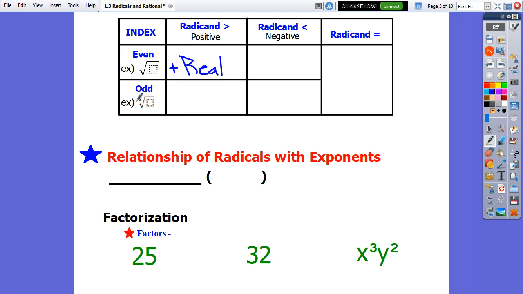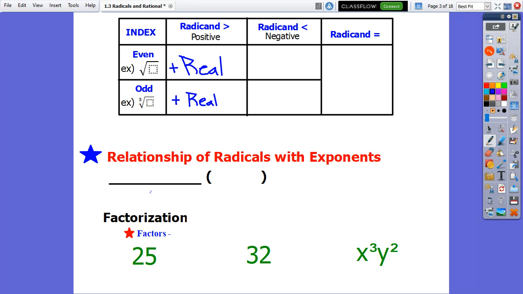If the index is odd, 3, 5, 7, 9, and such, and the inside is positive, like the cube root of 15 or the cube root of 27, then we're going to get a positive real root for that one as well. I'm talking mainly about principal roots here.